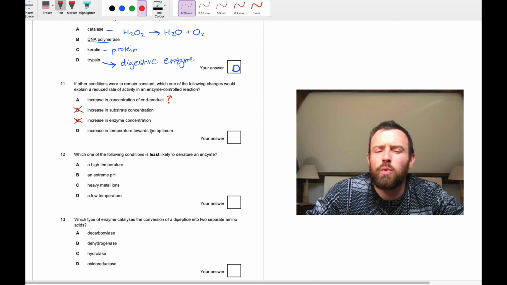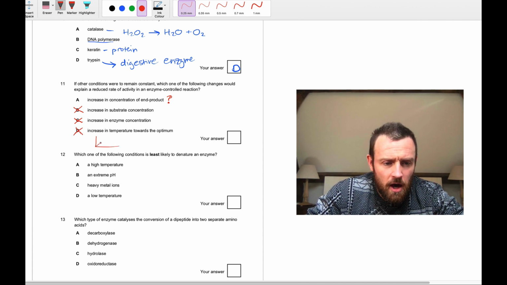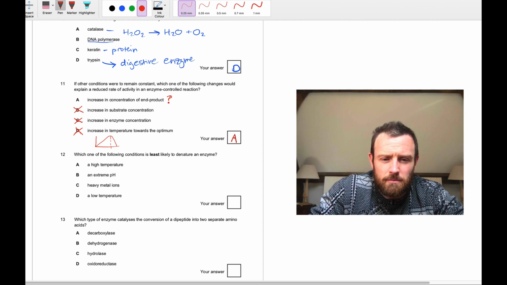Increase in temperature towards the optimum, no, that would still speed up the rate of reaction because it would be going up the curve towards the optimum here. So the only one that it could be, if we rule the other ones out, is A. So yeah, might be.